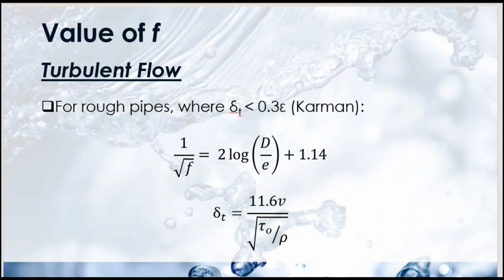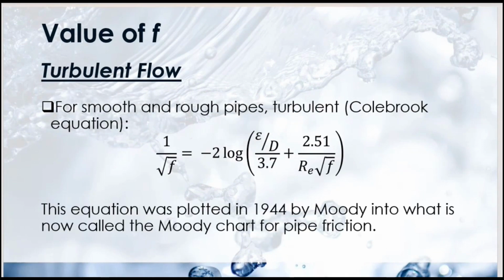Okay, for rough pipes. Now, we also have one for both smooth and rough pipes, assuming that the scenario could be smooth and rough. So we have the Colebrook equation. It's almost the same as the first equation that has been presented to you.